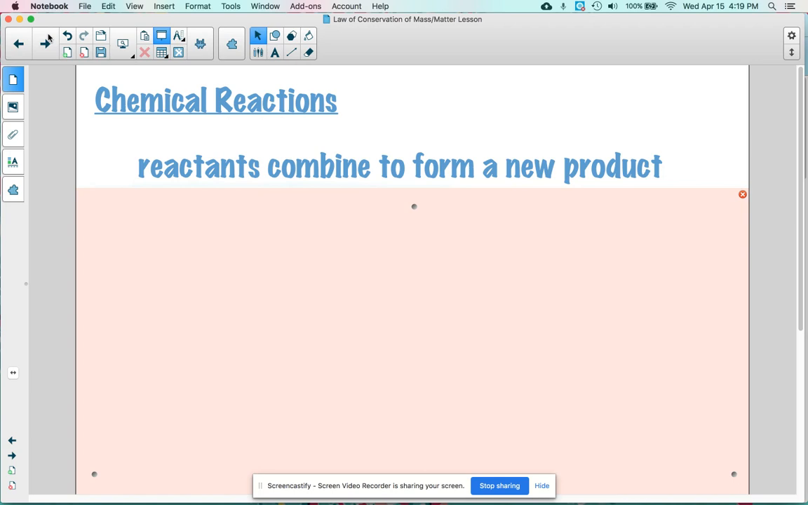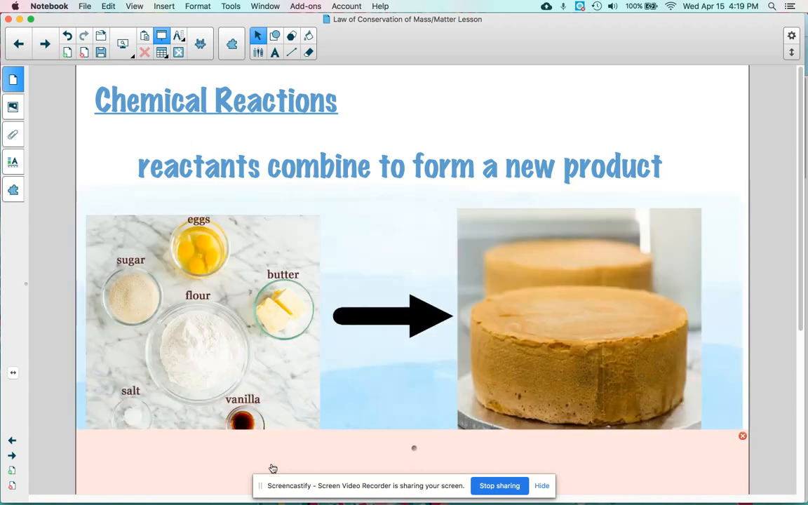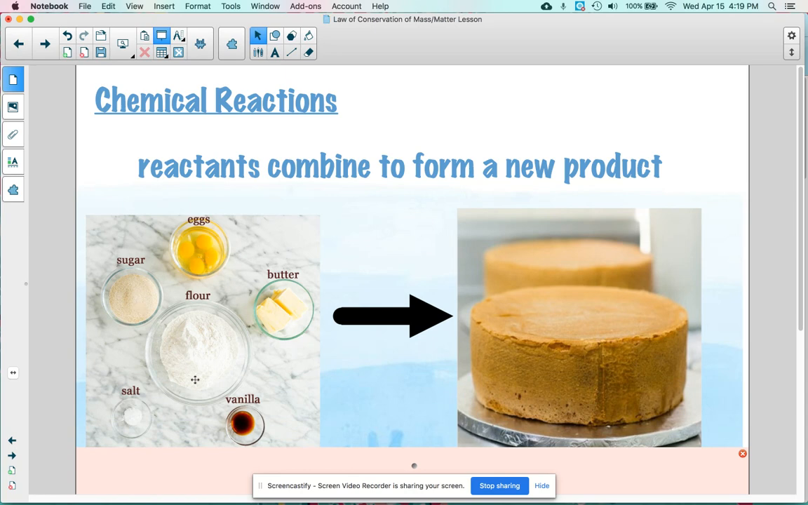You may have seen this in your life when you are baking something, for example. So when you bake a cake, you start with all of your ingredients, and then after you have your ingredients, you end up with a new product, just like this. To bake your cake, you start with your eggs, your sugar, your flour, your butter, your vanilla, your salt. Then you mix it all together, you put it in the oven. Hint, heat is typically one of the precursors to get a chemical reaction to occur if it won't do it naturally. And then you end up with cake.